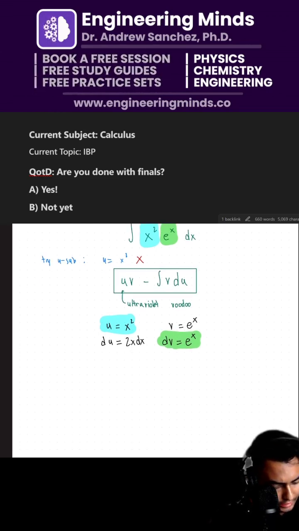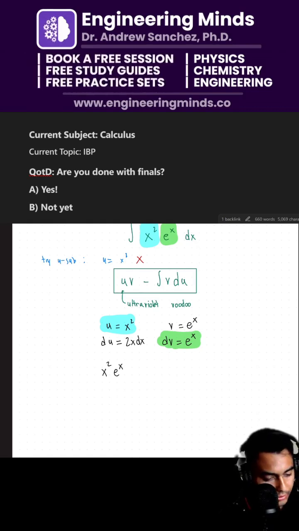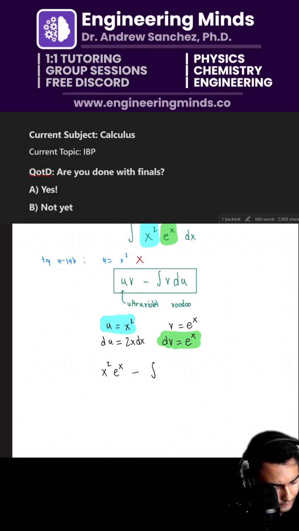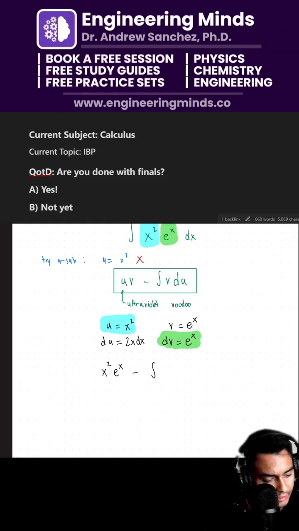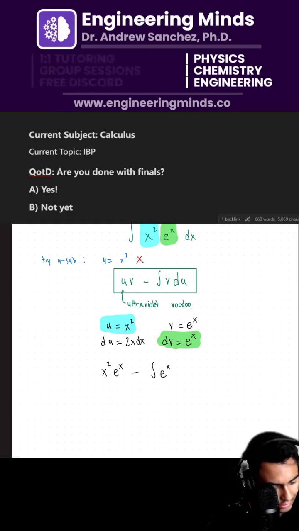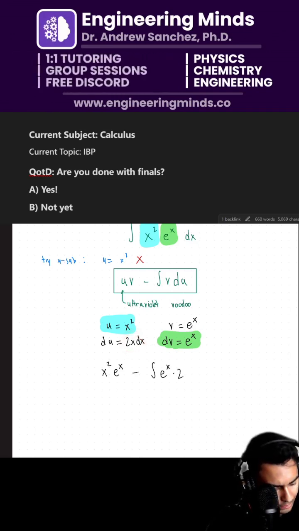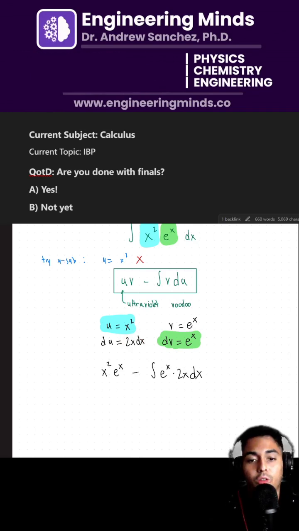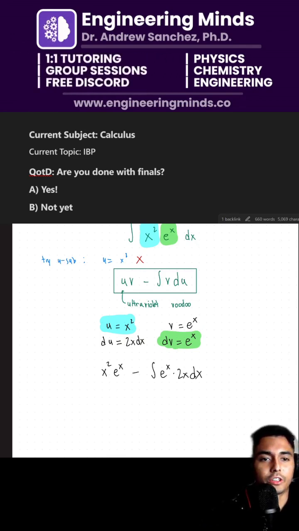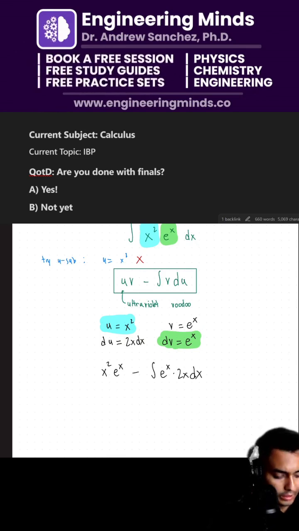So uv is x squared times e to the x, because that was u times v, minus the integral of e to the x times du, and our du is now 2x times dx. Okay, so the only problem here is now we have an integral inside of an integral. So we just did an integral, we have another integral. But not to worry, because, well, we can do the formula again.